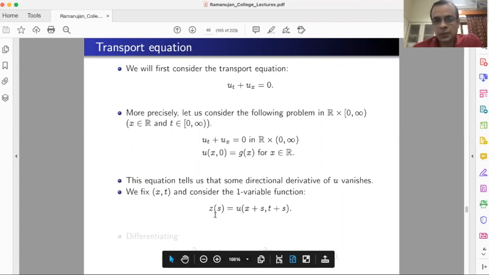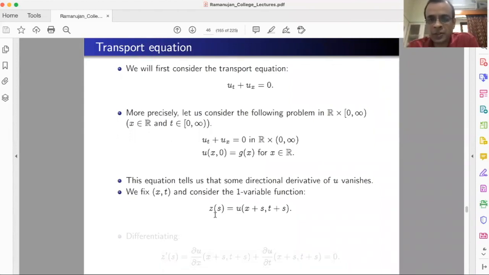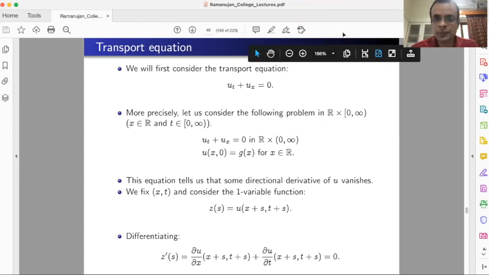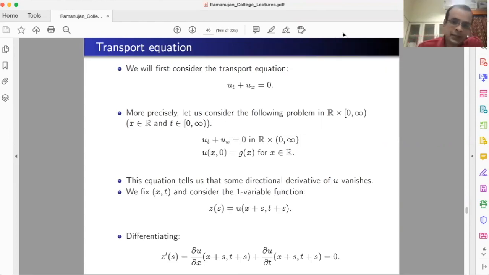So what we have done is I have restricted my u to a one-dimensional set. In this case, it's a line. And I want to treat this as a one variable function z of s. So if I consider this, suppose I differentiate this z of s. So I get z prime of s. So I need to use the chain rule.